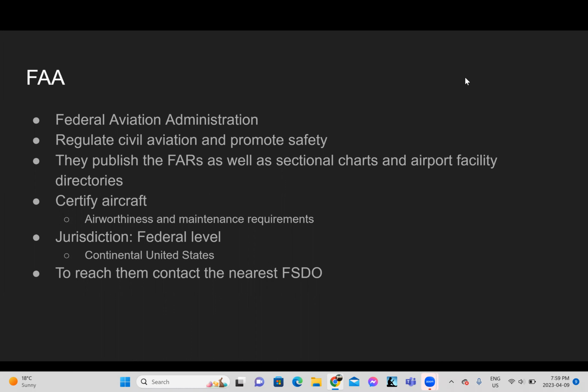And that's a book you'll reference once in a while to just ensure you know all your regs, or if you're not sure on a check ride, you can pull that book out and just see if you're complying with the regs. Some of the publications they release include sectional charts and airport facility directories.